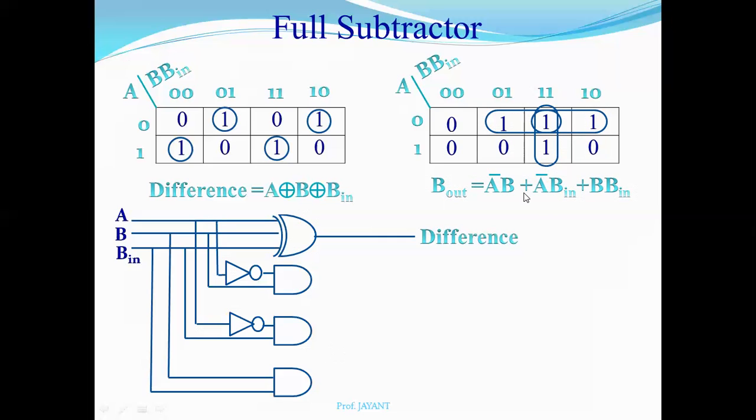And for the plus sign we require an OR gate. So A bar B, A bar B in, or B B in. So we get the borrow from that equation. So this is nothing but your K-map logic equation. After solving this K-map, we solve this equation in the next slide. And this is your logic diagram using this logic equation.